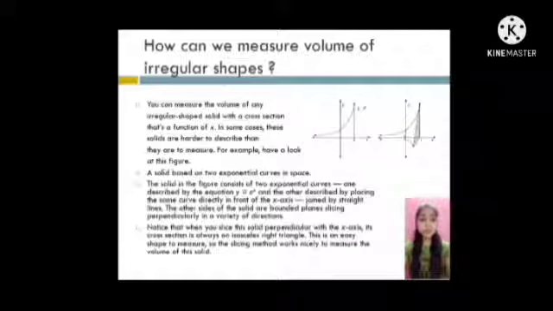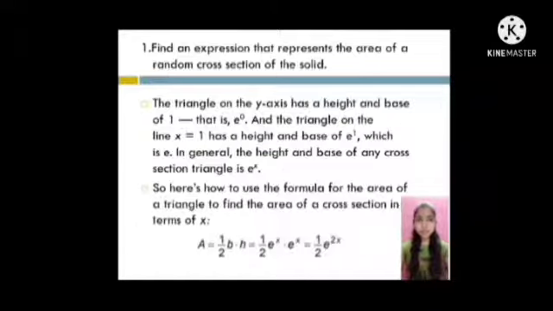Notice that when you slice this solid perpendicular with the x-axis, its cross section is always an isosceles right angle triangle. This is an easy shape to measure, so the slicing method works nicely to measure the volume of solid. Then the first step is find an expression that represents the area of a random cross section of the solid.